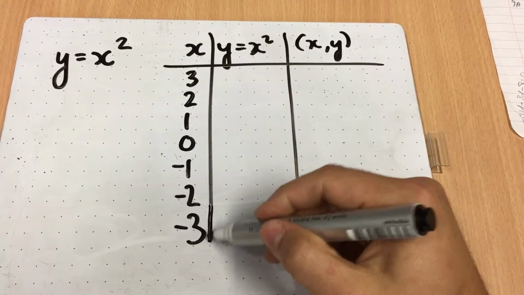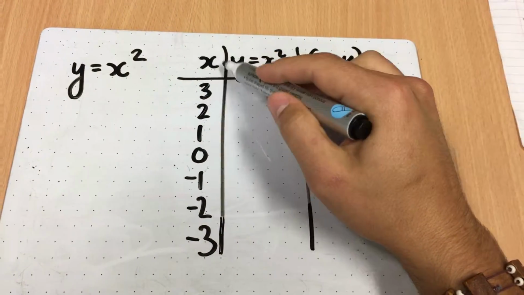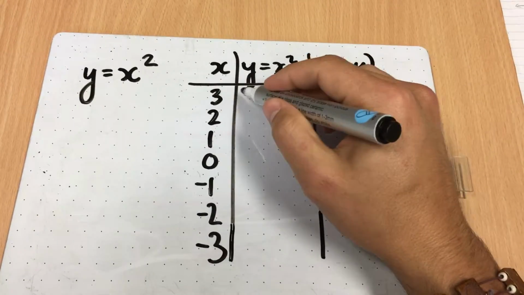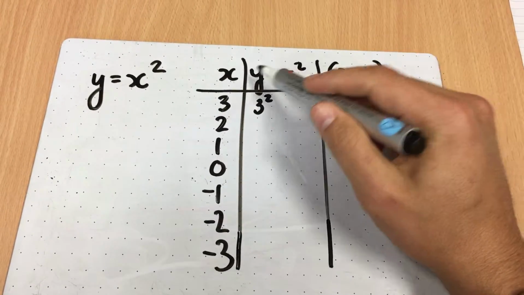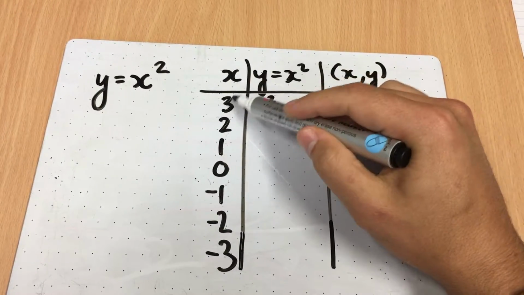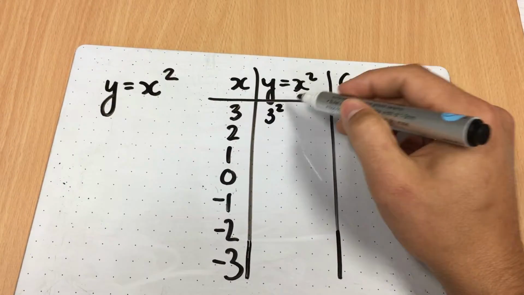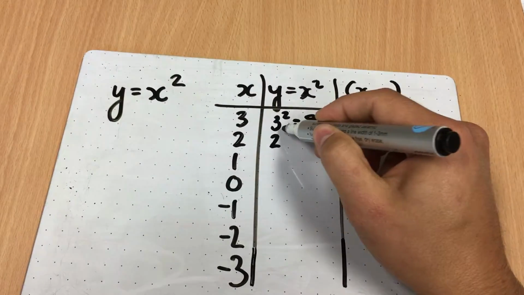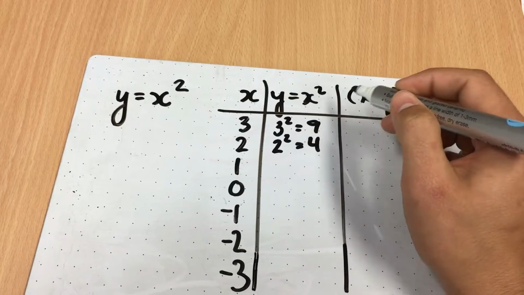Alright, so simply what we're doing with this data table is subbing in this x value into the equation to find y. Alright, so we're going to put 3 squared because it's x squared, okay? So we're subbing x for 3 right there. 3 squared, what does that equal? 9. We put the 2 in, 2 squared, that equals 4.